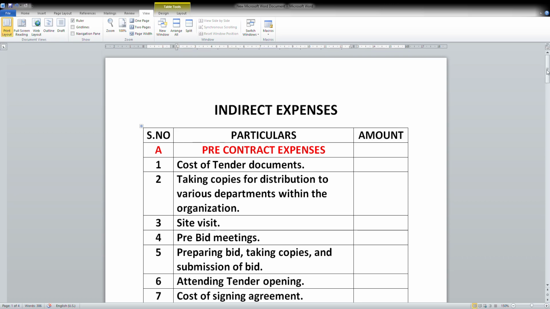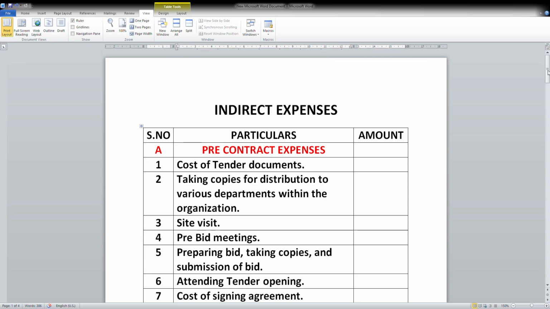So as I said, the topic is indirect expenses. In quantity survey, in rate analysis, you have direct expenses and indirect expenses. In direct expenses, you have material cost, labor cost, and other taxes and details also will come. So this falls under direct expenses. And for indirect expenses, there are different heads. In direct expenses, you have the standard coefficients and market rates, so you can apply and work out the direct expenses cost.